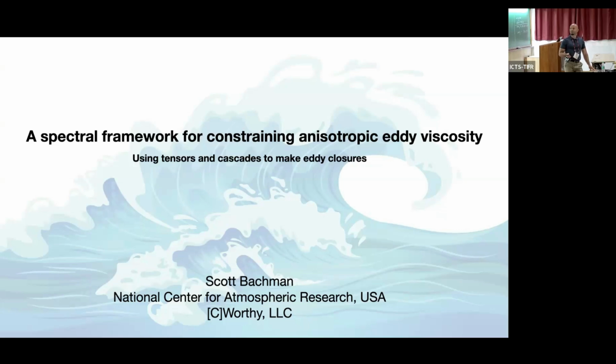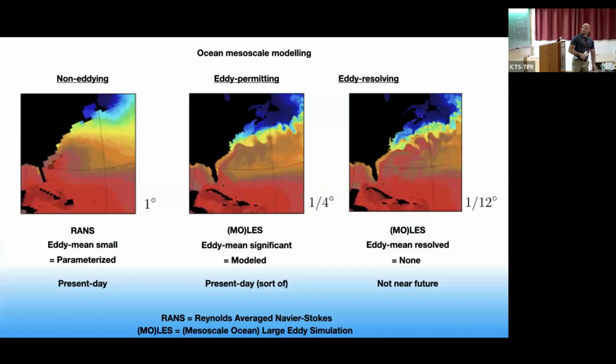So the subtitle, Using Tensors and Cascades to Make Eddy Closures, is sort of to motivate the mathematics that are going to go into this formulation that I'll present. And just to give you all an idea of why I'm doing this and where it's going, for a lot of my career, I've been interested in mesoscale eddies and large-scale ocean modeling.